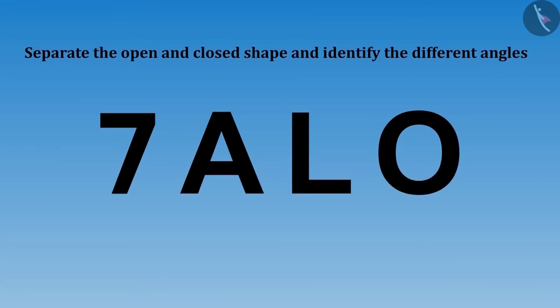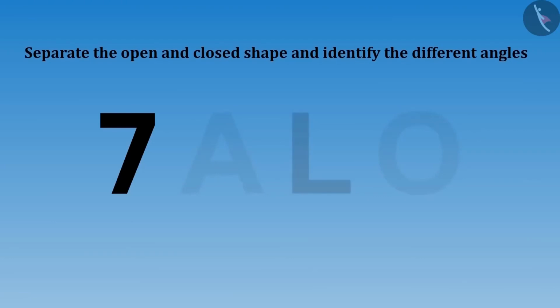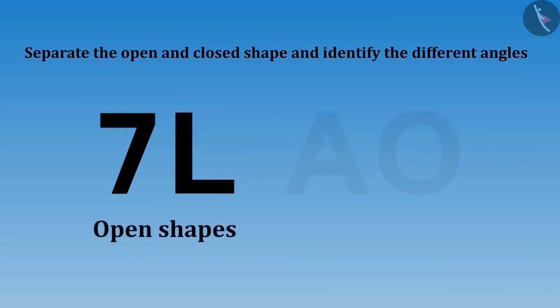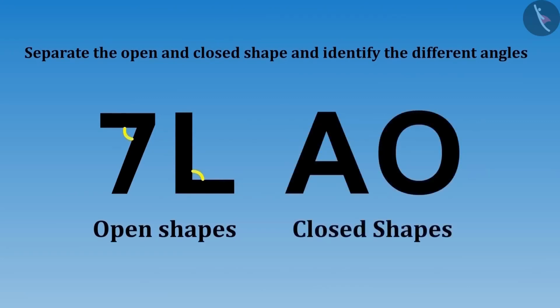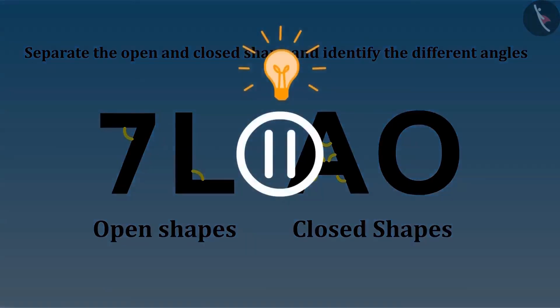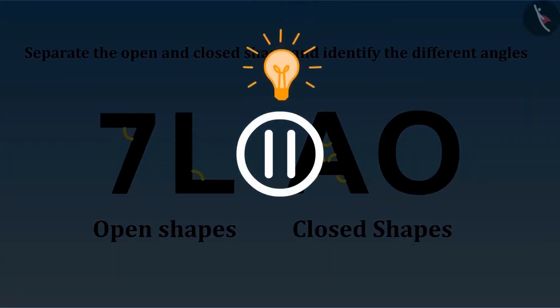I know to do this now. Here number 7 and the letter L are open shapes. They have one angle in them. A and O are closed figures, but alphabet A has several angles in it. Is Riva's answer correct? If you want, you can pause the video here and think for a while.